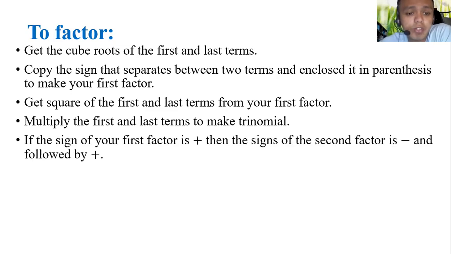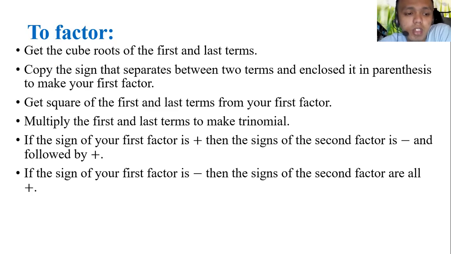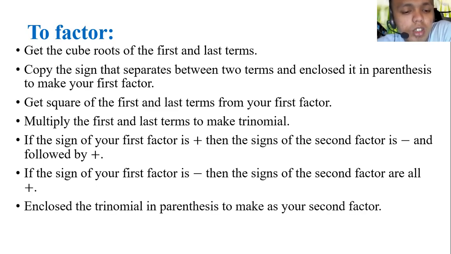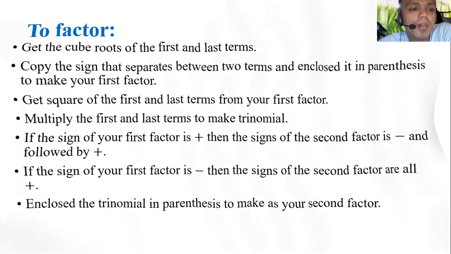And if the sign of your first factor is positive, then the signs of the second factor are negative, followed by positive. And if the sign of your first factor is negative, then the signs of the second factor are all positive. Now, enclose the trinomial in parentheses to make your second factor. Now, let us have an example.